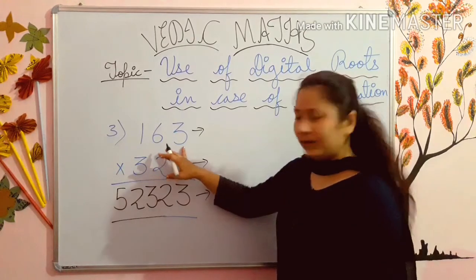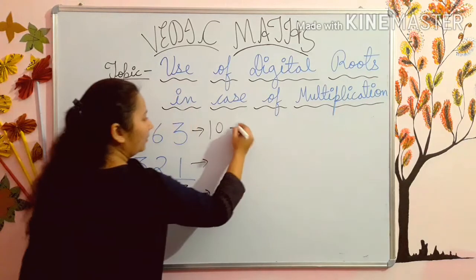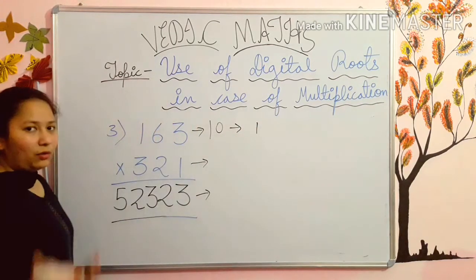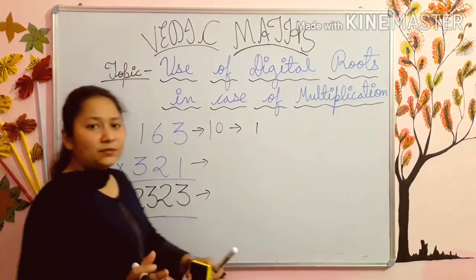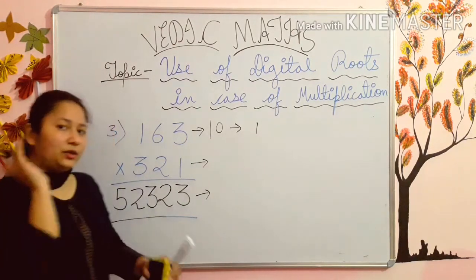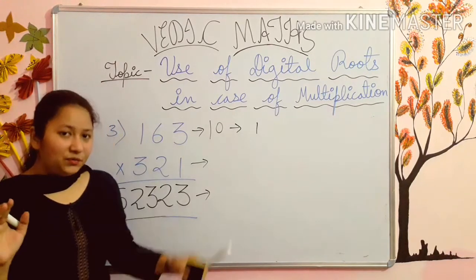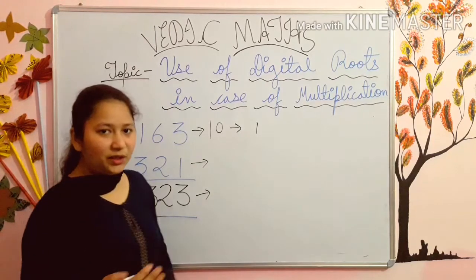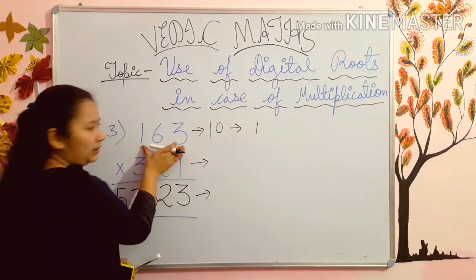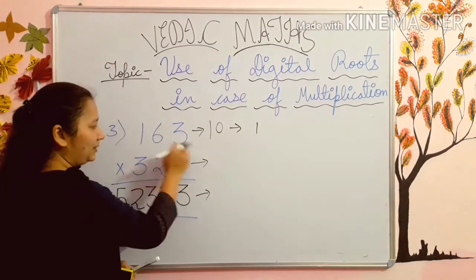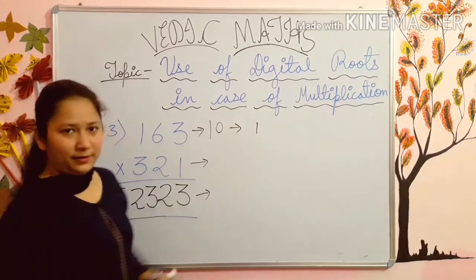Now 6 plus 3, 9, 9 plus 1, 10. 10 means 1. As you all know, the digital root should be a 1-digit number. Some students will get confused at how to find the digital roots. Again, I am repeating. Students, those who have not seen my previous video, first of all go through my previous video, then watch this video. How to find the digital root of adding all these numbers: 1 plus 6 plus 3, which is 10, and 10 digital root is 1.